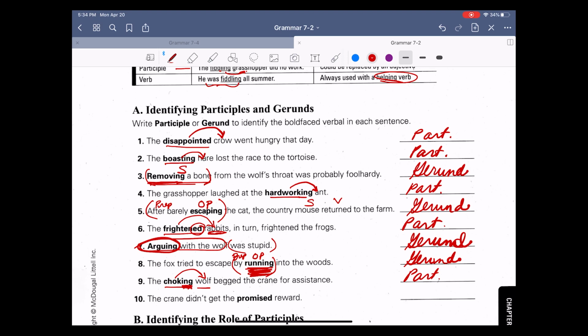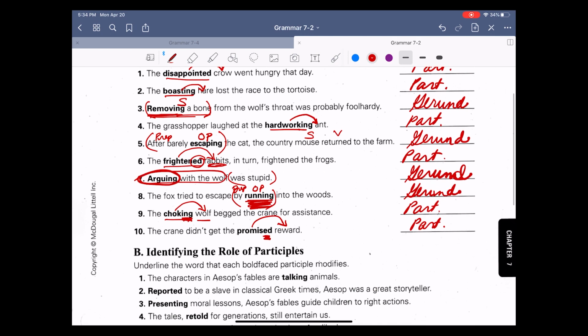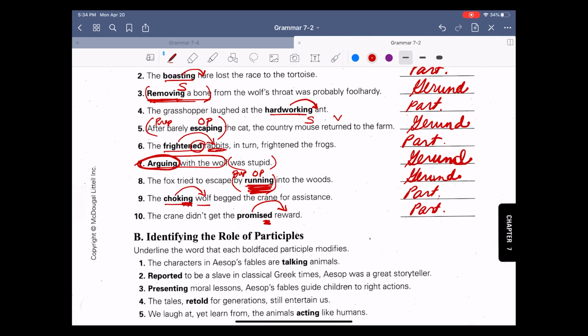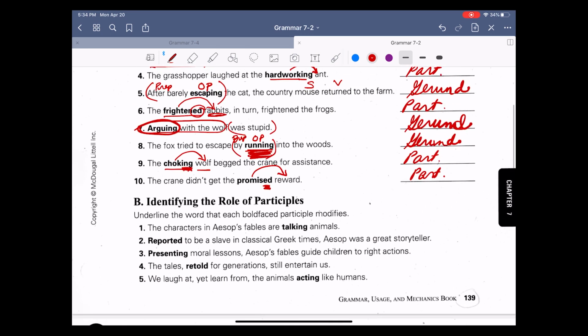Number 10, the crane didn't get the promised reward. Here's my little tip-off. It's got an ed. I know it's a participle. It's going to be past because it ends in ed, and it's telling you about what kind of reward that is, a participle. All right. Let's do 5 more, and then I'll give you your homework.